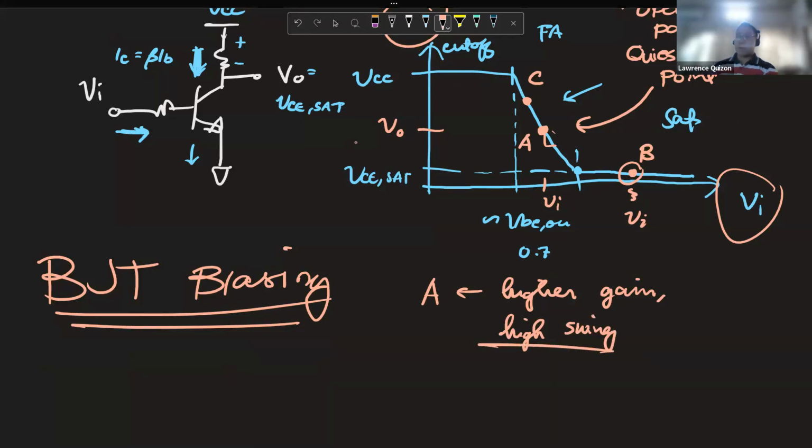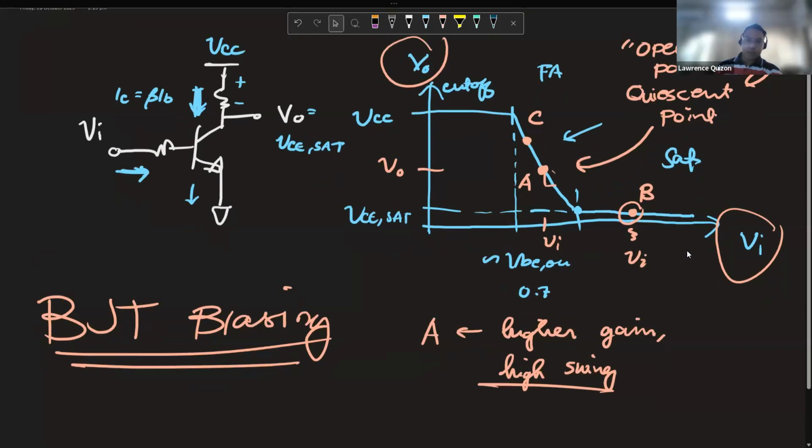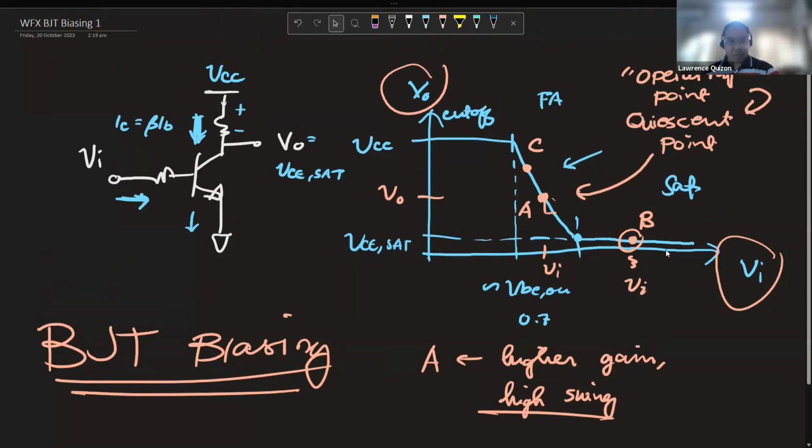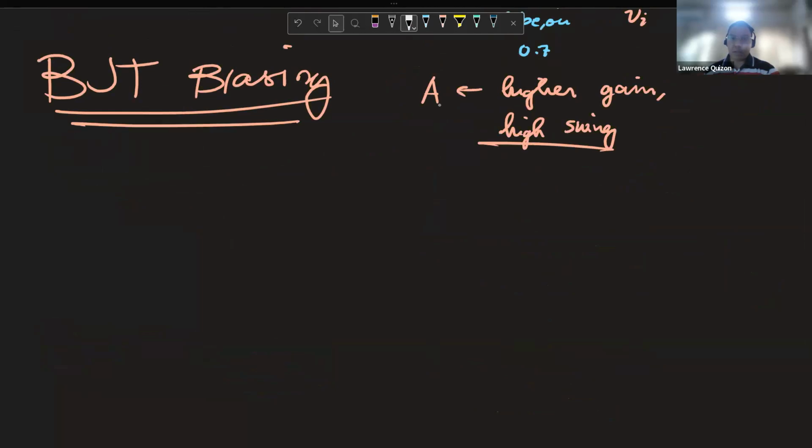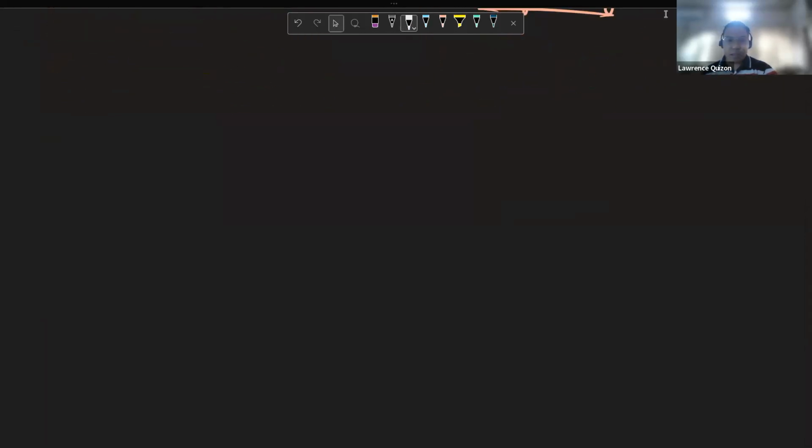So A gives us high swing, no? All right. So let's take that and let's redraw the same circuit with the example values. I'm pretty sure these are the same example values as we had in the lecture last Wednesday.